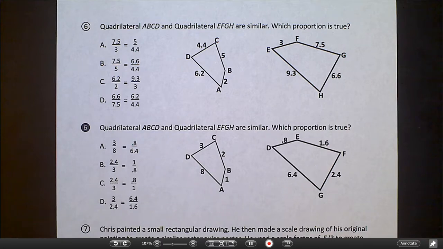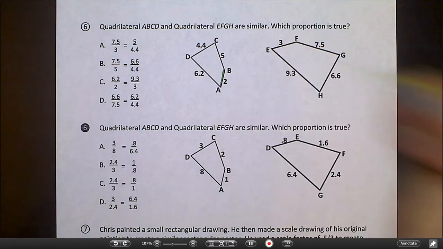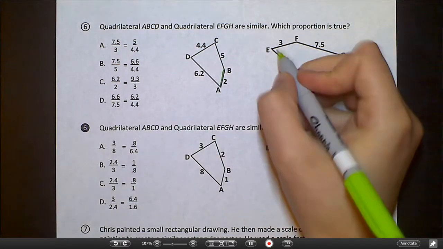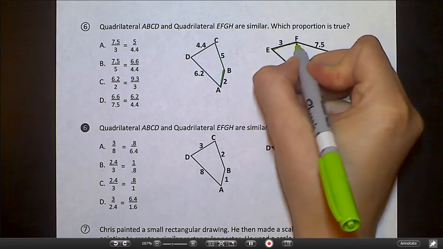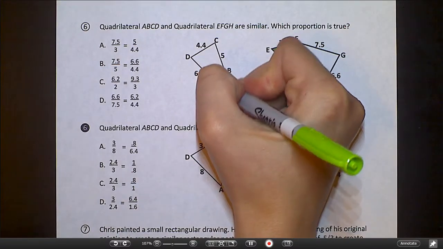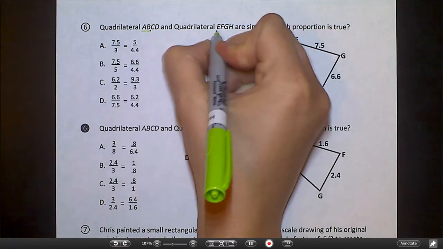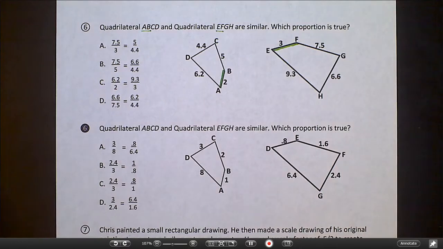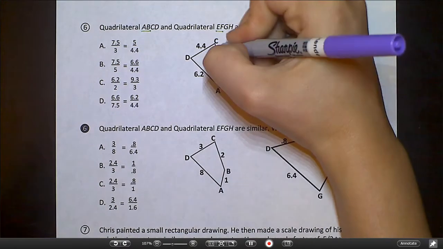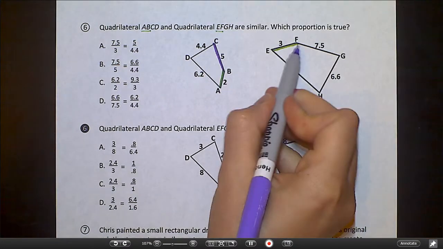So the first thing we want to do is get our 4 colors and color code. So we have AB, let's just go in order, and AB has to correspond with EF. So those 2 go together. Your markers are going to be thicker than mine, so it should be easier for you. AB and EF go together because AB comes first, EF comes first. All right, now get another color. BC, I'm doing this one with purple, has to go with FG.